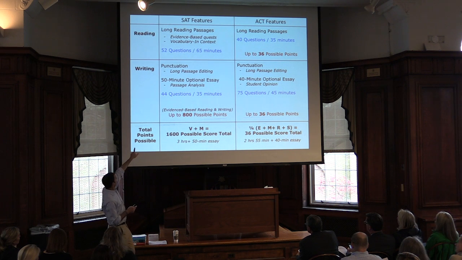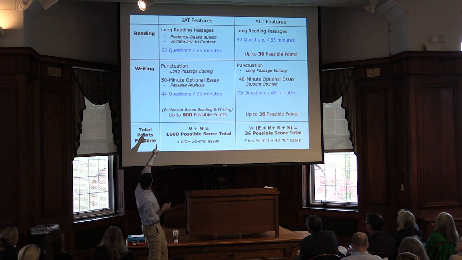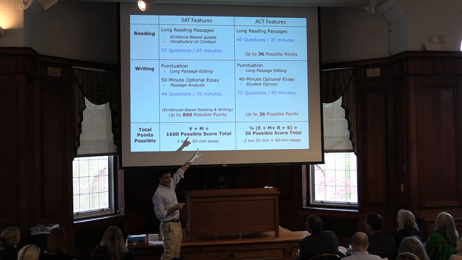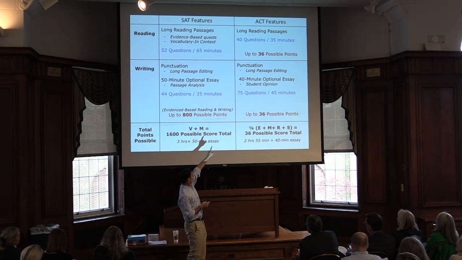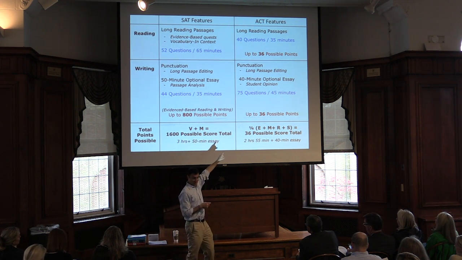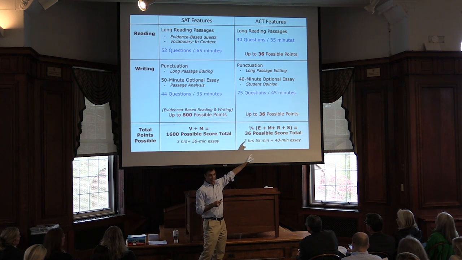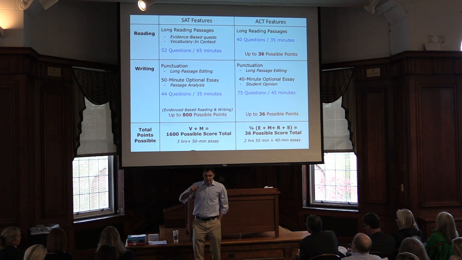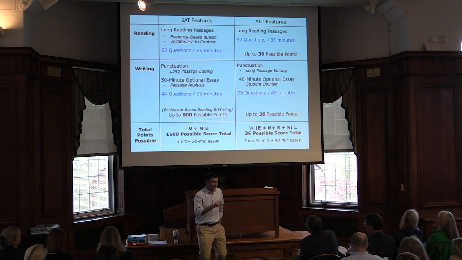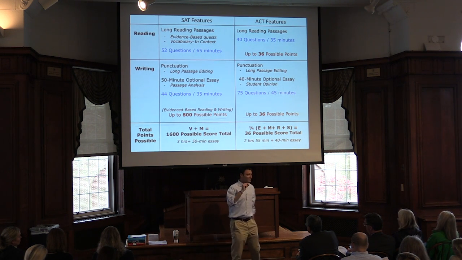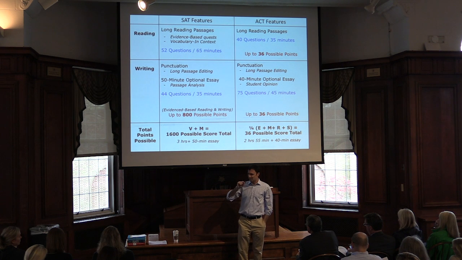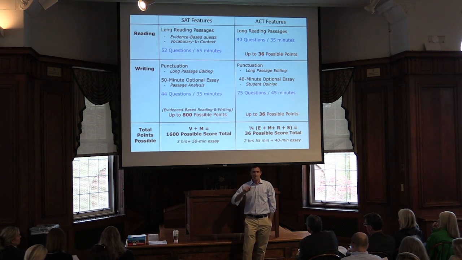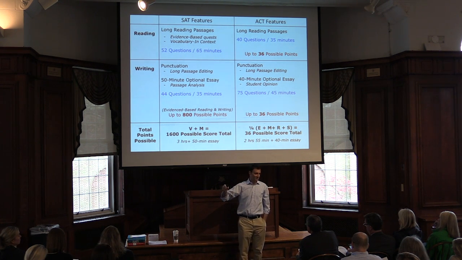So, for example, look at the writing comparison. On the writing, the SAT is 44 questions in 35 minutes. The ACT is 75 questions in 45 minutes. It's much faster. If you ask the kids, what most of them will say is, the ACT felt a little easier to me, but it was harder to finish. And that's pretty much dead on.